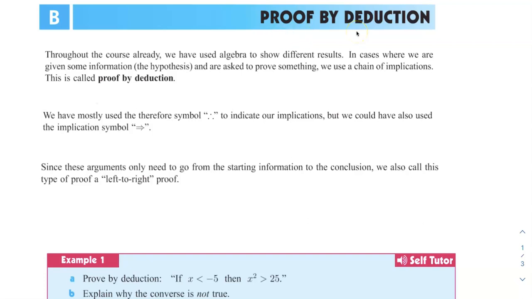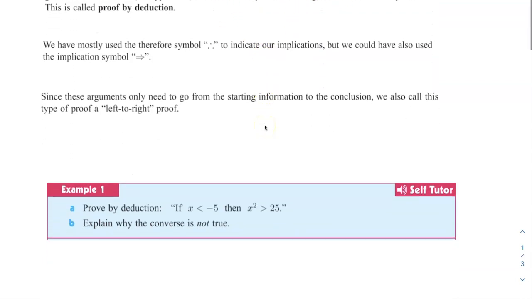Proof by deduction. This is when we're given a hypothesis, a starting point, and we just want to do mathematics to show that this thing applies to the next step, and that step applies to the next step, and that step applies to the next step, until we get to our conclusion. This is called a proof by deduction, sometimes called a left to right proof, because you're literally starting at the start and trying to get to the end by just following the chain of events. So, a proof by deduction.